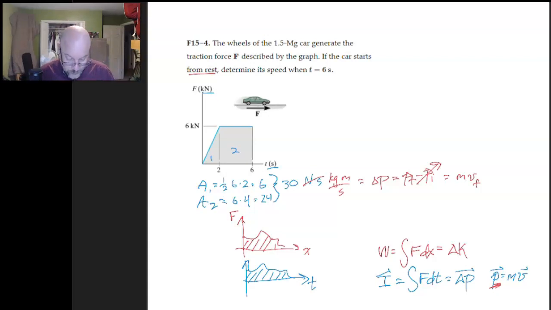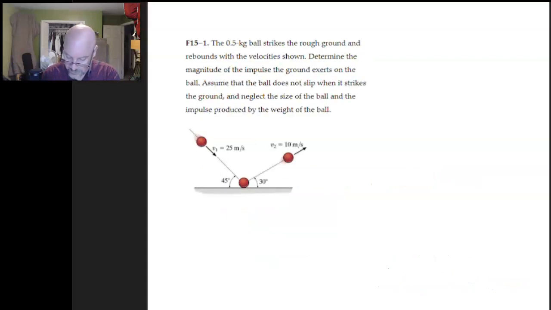Just like that. So what we're going to do now is look at another situation. This is actually 15-1, but it's going to allow us to see impulse as a vector quantity. So let's jump and do that. There it is. We've got this ball and it's coming down and it hits the wall and then it bounces off. It comes in at 25, it goes off at 10. So it has slowed down and it has changed direction.